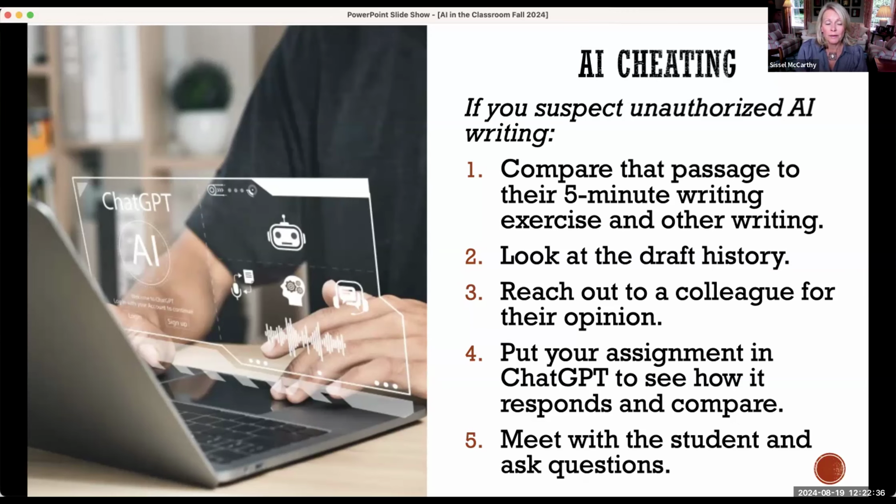But if they don't, then I will follow up with, I noticed in this writing assignment that there's a significant improvement in your writing or a very different style from your previous work, which led me to wonder if you used any AI tools to help you. And then they will also often explain what happened at that point.